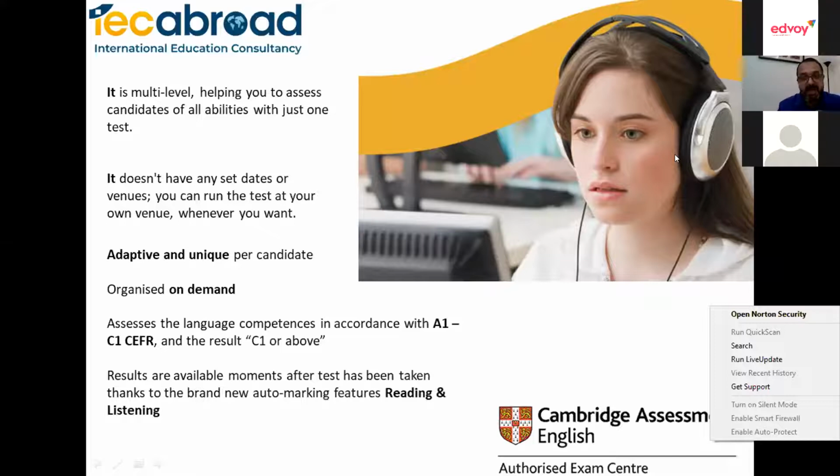During the year, there is no fixed date. With other examinations, like IELTS, the student has to register and go to the exam center. Nothing like this here. You can have your examination at your premises. It is an on-demand, adaptive test. I will speak about the adaptive part in my later slides. It takes you through the CEFR levels from A1 up to C1. Results are quite reliable, and as I told you, in 48 hours the result will be on your screen.